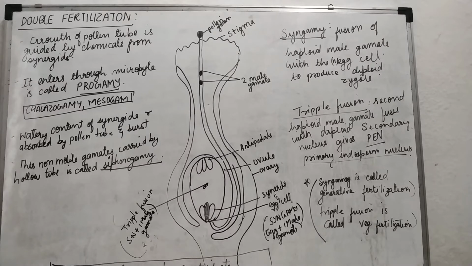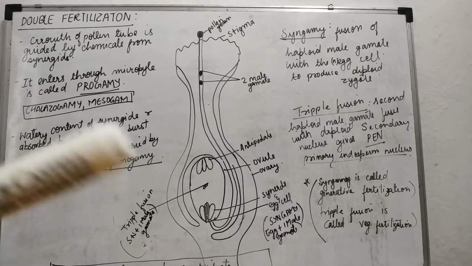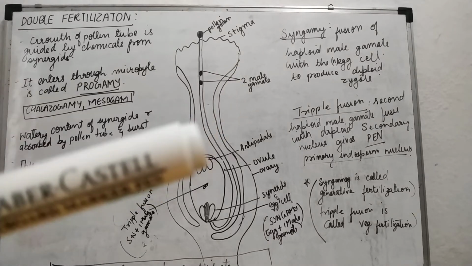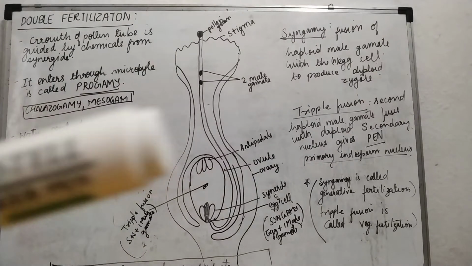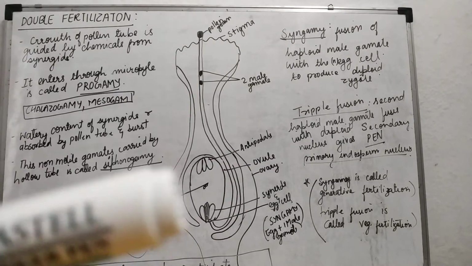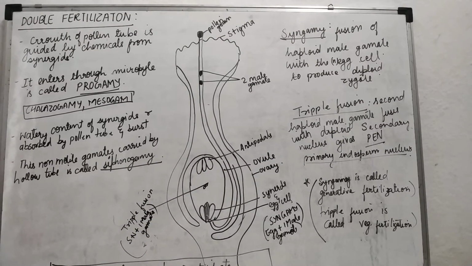Now next, there is one more term which is called siphonogamy. It is nothing but the two non-motile male gametes carried by the pollen tube. This pollen tube is called siphonogamy. Clear? Okay. Now here the main thing starts.